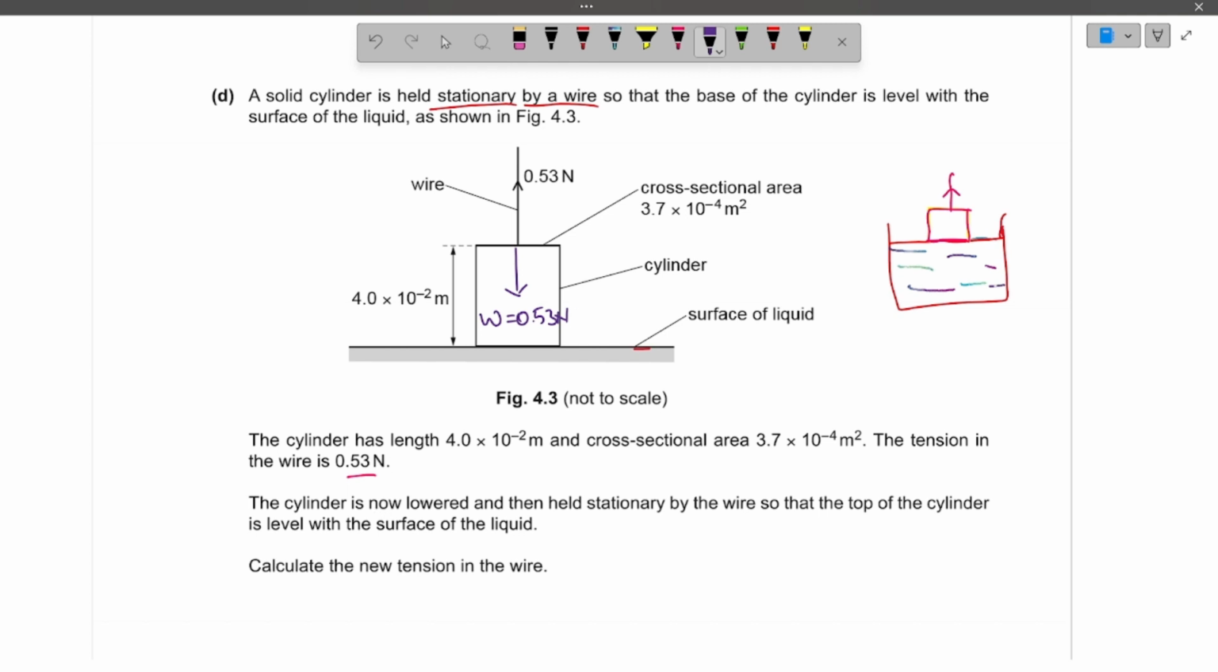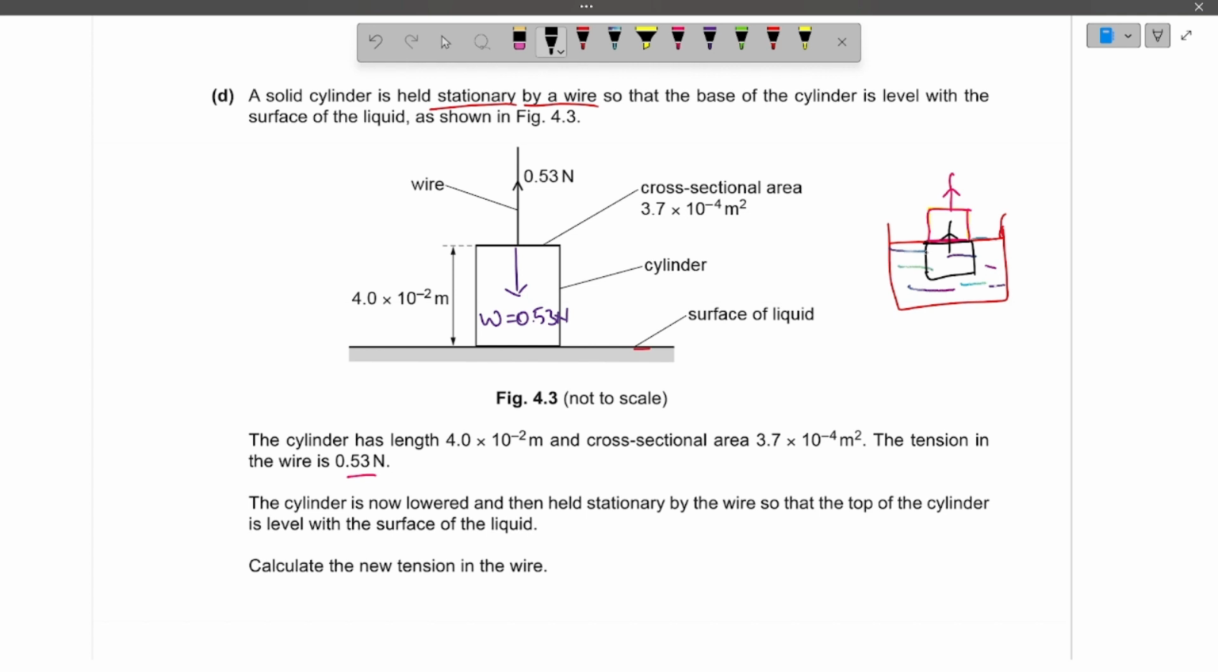Now the cylinder is lowered and held stationary by the wire so that the top of the cylinder is in level with the surface of the liquid, which means that the top of the cylinder is level with the surface. It is here. So this is the second position. Calculate the new tension in the wire. So you need to find out the tension now. So how to find out the tension?